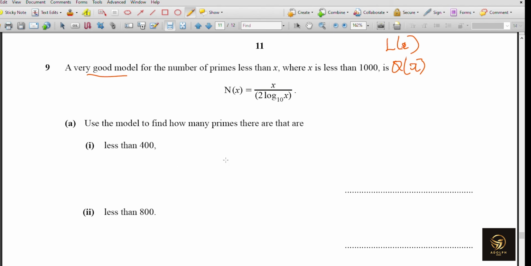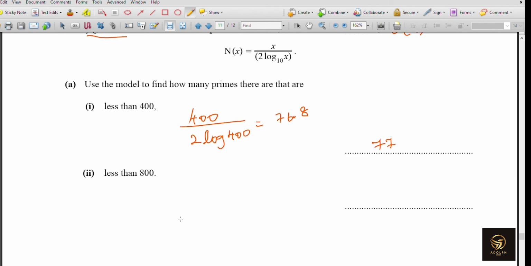Use the model to find how many primes there are that are less than 400. If you substitute 400 into the model, 400 divided by 2 log 400, we get 76.8, and since it's exceeding that, we can see that there are 77 primes.